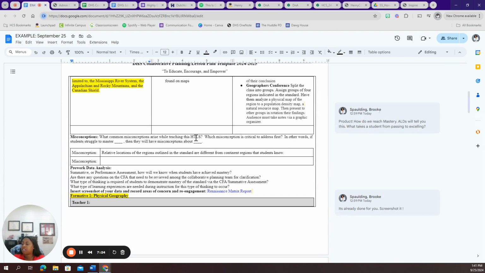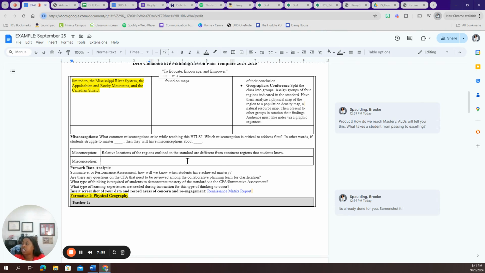We all know that misconceptions are really the critical things that we need to address first. That is going to help our students who are struggling to master the standard. And what will they have misconceptions about? Sometimes we do have this spot on, but as we see this generation changing, we find that misconceptions can come up at various times of our teaching. So when you do your misconceptions, these are things that you're just kind of planning for.